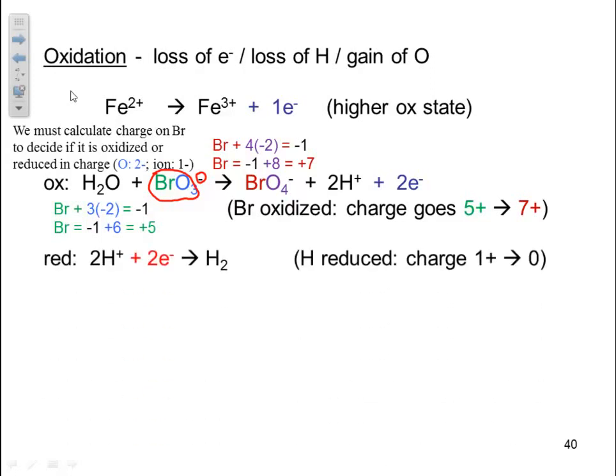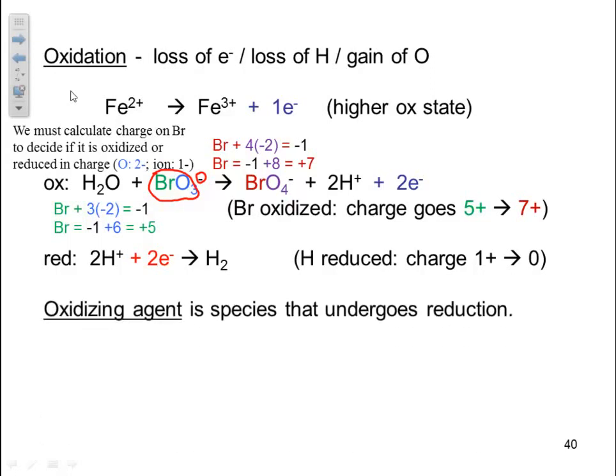Here's an example of reduction. 2 H pluses plus 2 electrons gives me H2. We know in a reduction that the electrons will always be on the reactant side, while the electrons will be on the product side for an oxidation. We can see that hydrogen is going from a plus charge to its elemental state, which is a 0 charge.